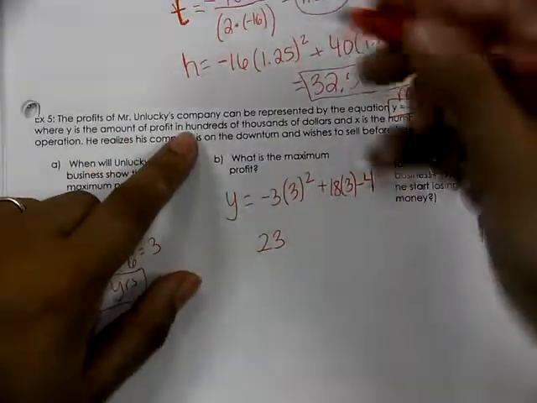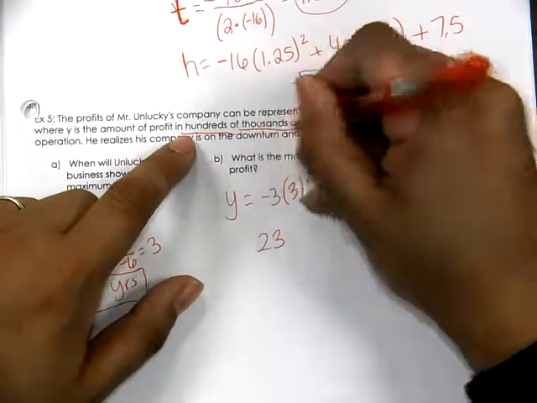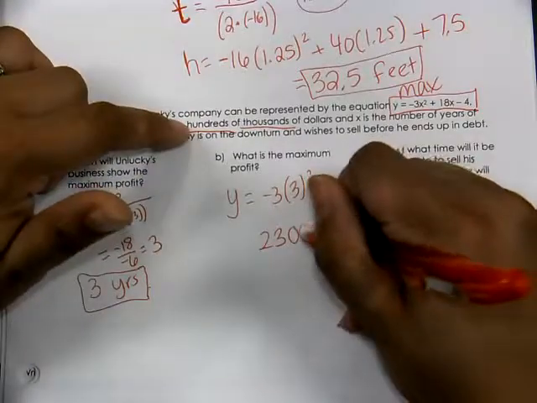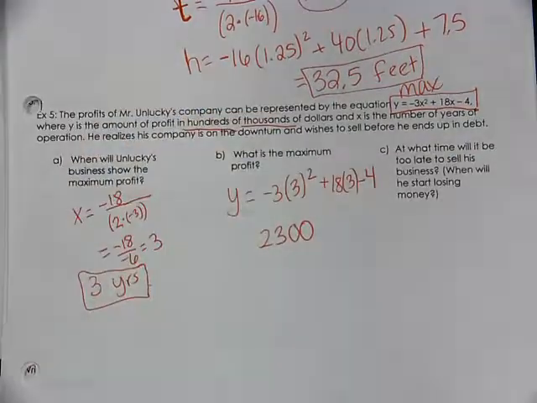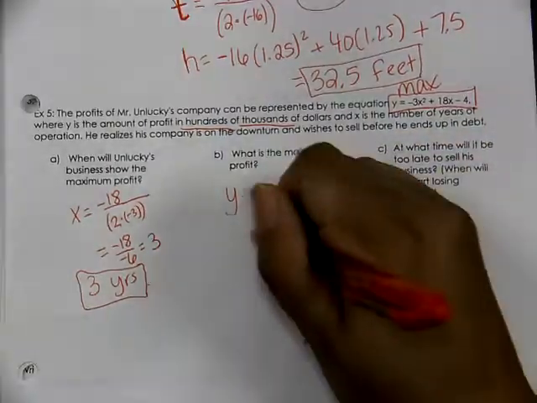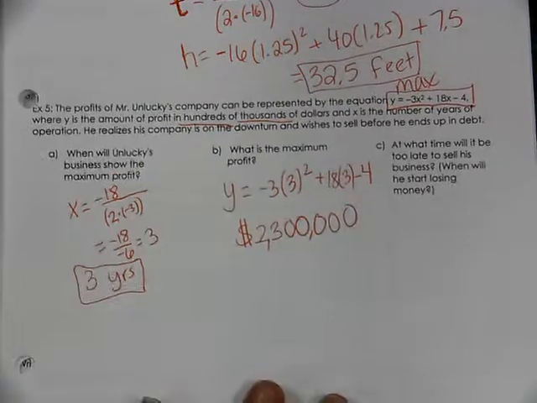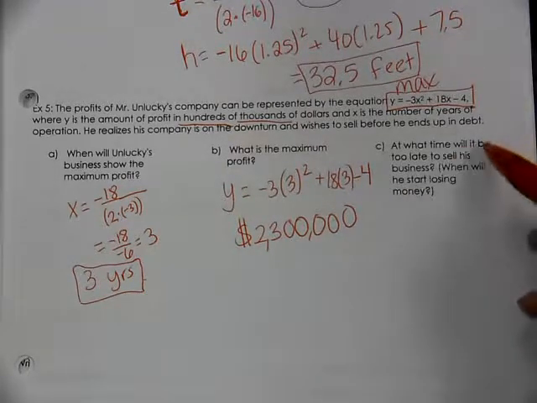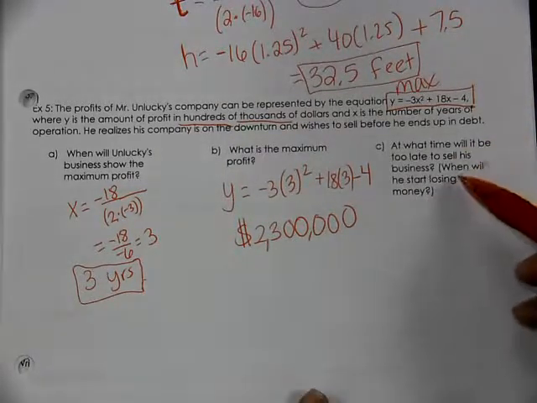Let's go back up here where it said it's in hundreds of thousands. So you have to add that many zeros. 100 has 2 zeros. 1,000 has 3 zeros. So that's not bad. He is actually making that much money in dollars for the profit, which is good. 2,300,000. Yeah.